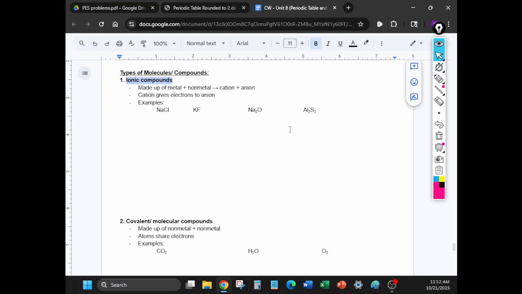The first are called ionic. And ionic is where typically it's made out of a metal and non-metal. Okay, this is where a positive cation and a negative anion combine together and they make an ionic bond.